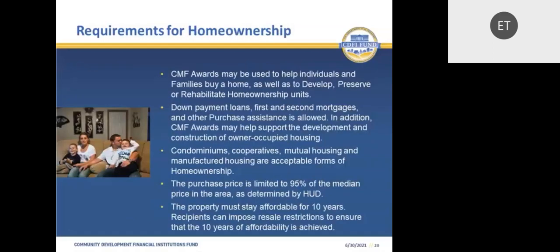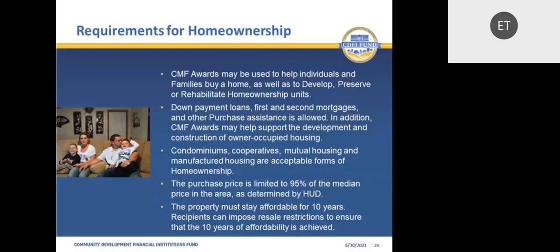So for home ownership, CMF awards may be used to help individuals and families to buy a home as well as to develop or preserve or rehabilitate homeownership units. You can do down payment loans, first and second mortgages, and other purchase assistance. And in addition, CMF awards may help support the development and construction of owner-occupied housing. Included in home ownership are condominiums, cooperatives, mutual housing, manufactured housing, as well as single-family detached.